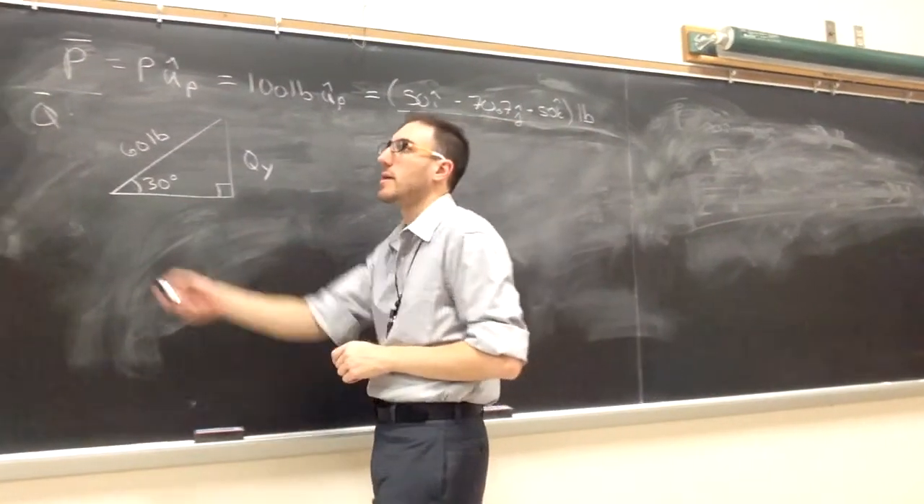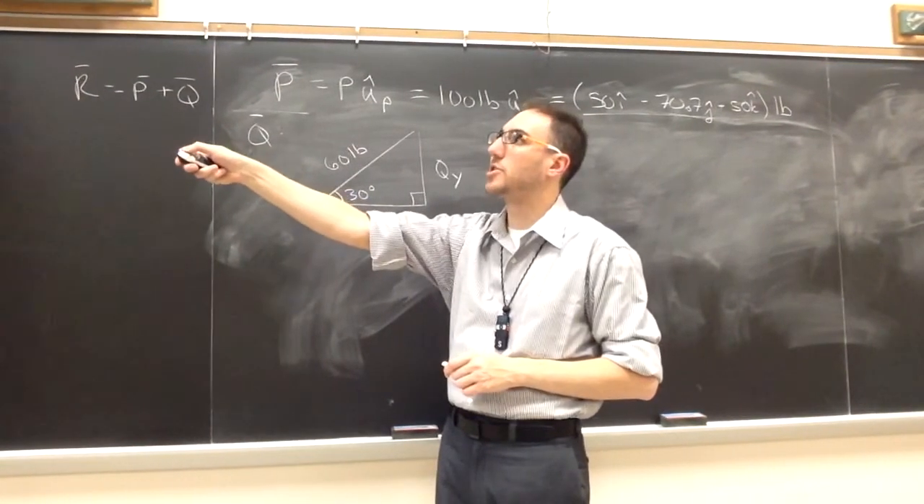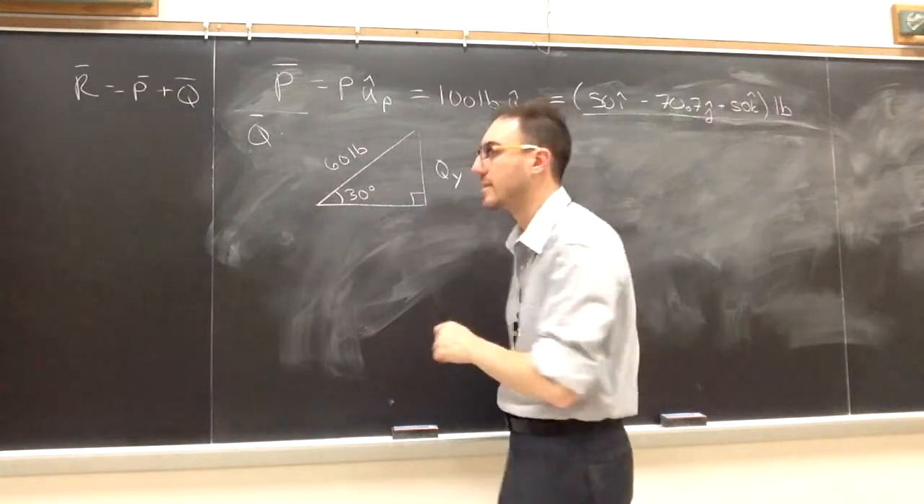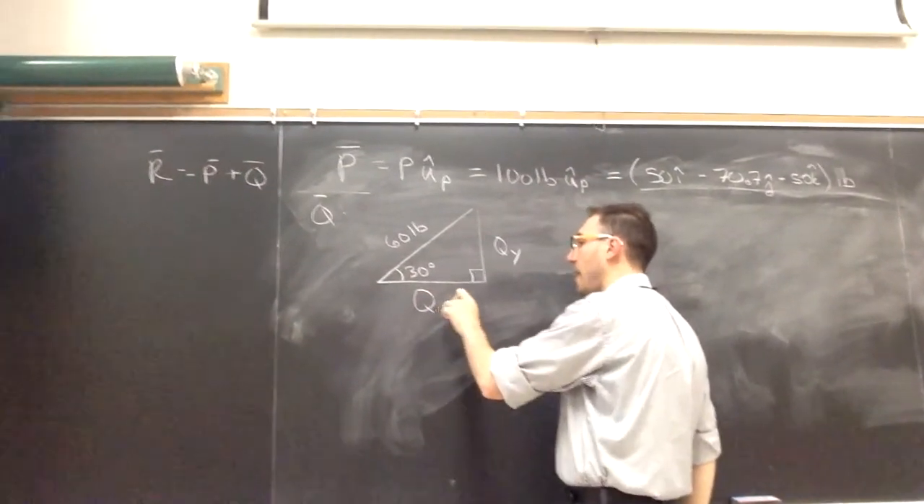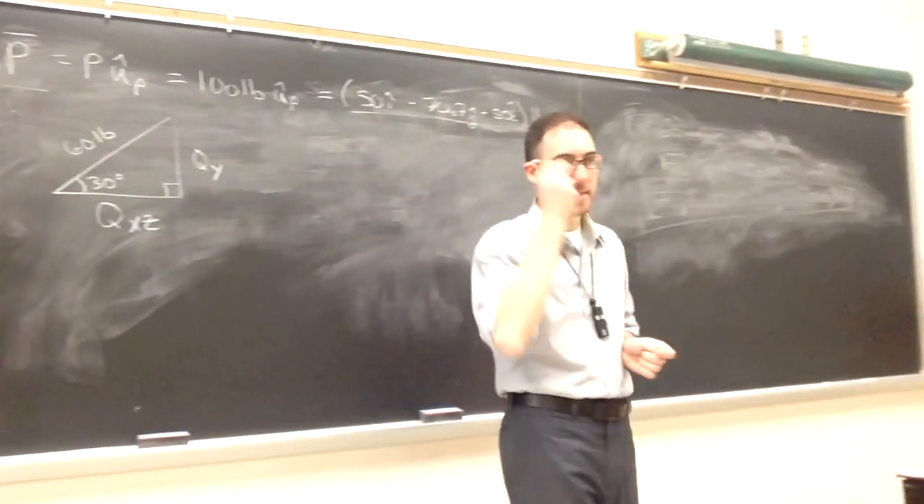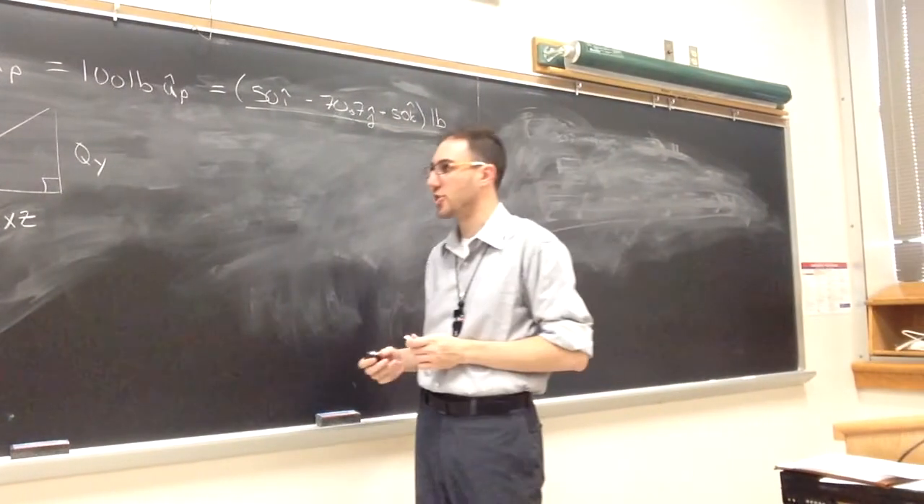And this leg is this dashed line here. This is the amount of q that lies in the xz plane. I'm going to call that qxz. It doesn't lie only in x, it doesn't lie only in z, it lies in some combination of the two.